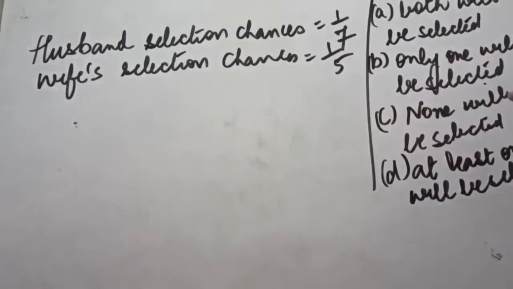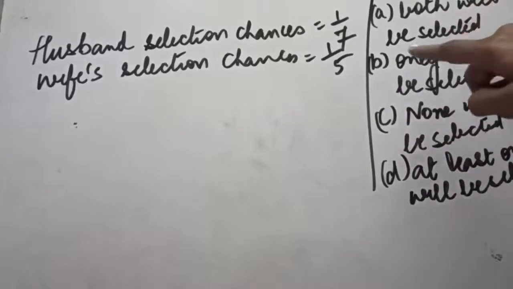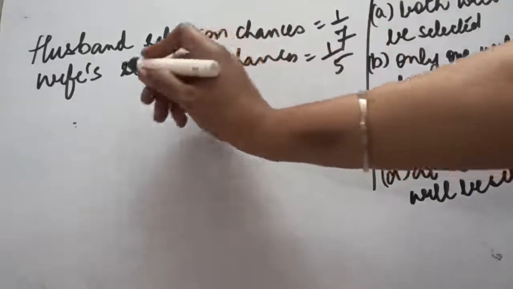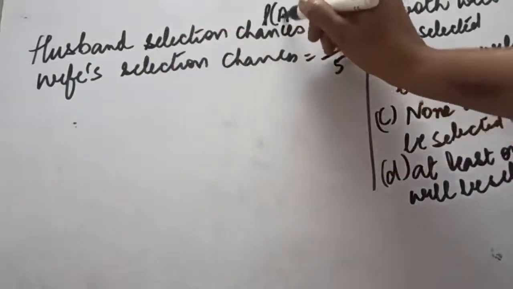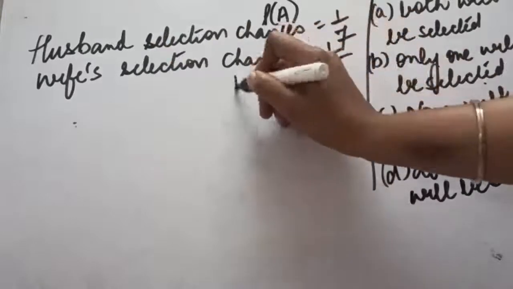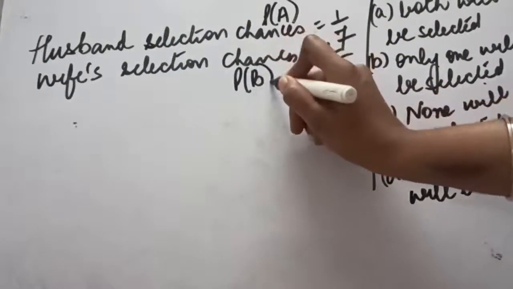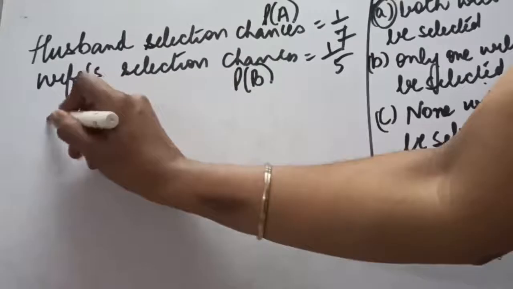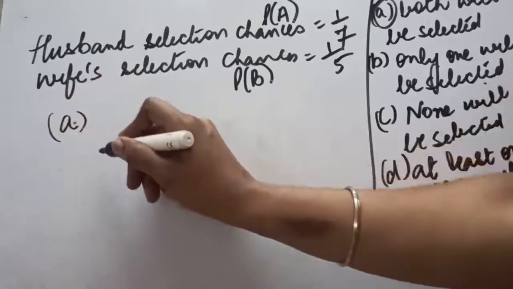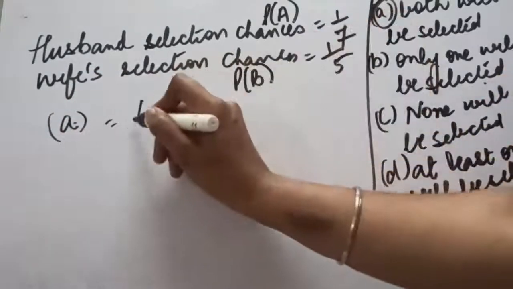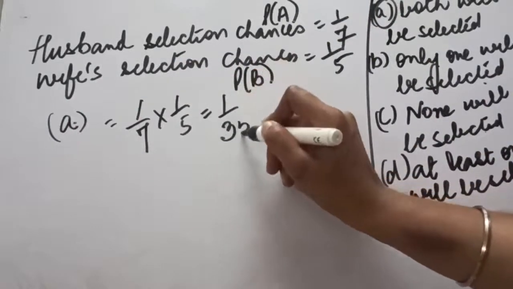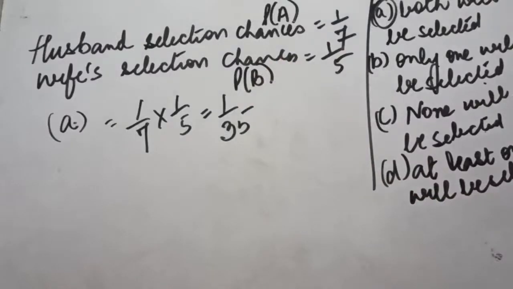In the first point it has been asked to find the probability that both will be selected. It means husband will be selected and wife will be selected. So we will consider the probability that husband will be selected to be PA and the probability that wife will be selected is PB. So first point says both will be selected. In case of both, all, we apply multiplication theorem. So we will write probability that both husband and wife will be selected. It means husband will be selected and wife will be selected. So our first answer will be 1 upon 35.